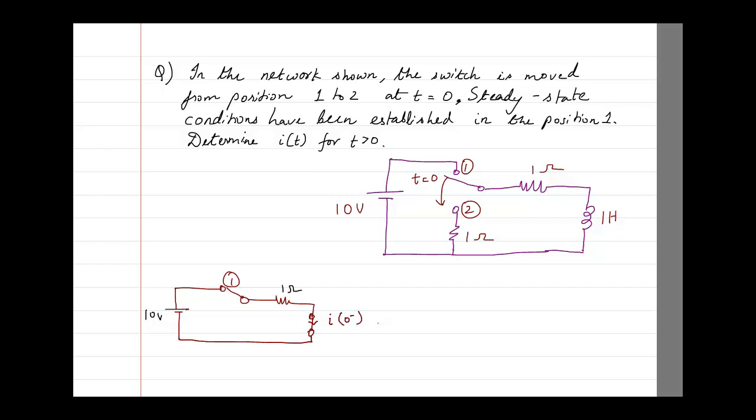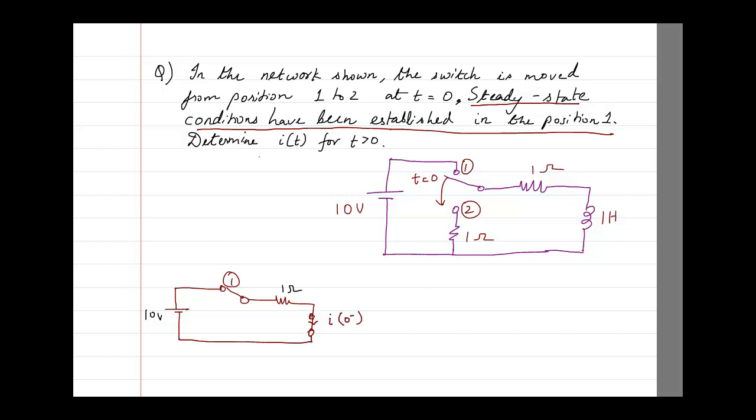Now you might be asking, how can you be sure that the inductor is fully charged? This statement: steady state conditions have been established in position 1. It means that in position 1 it is in steady state condition. So what happens in steady state condition? If it's an inductor connected to a power supply, it will become a short circuit. And if a capacitor is connected to a power supply, it will be charged to a voltage.